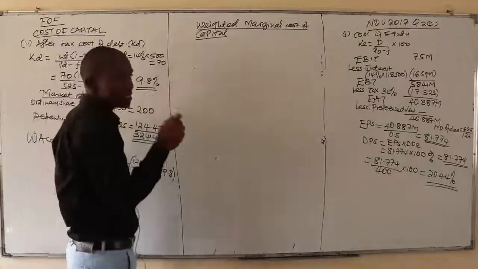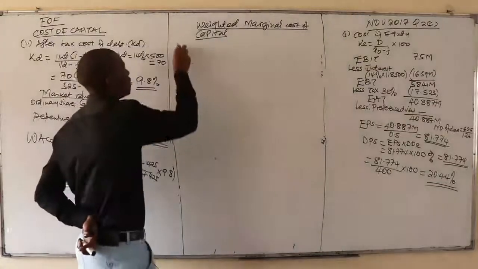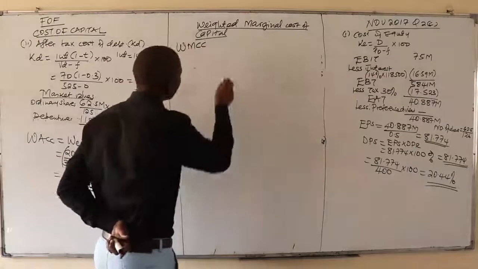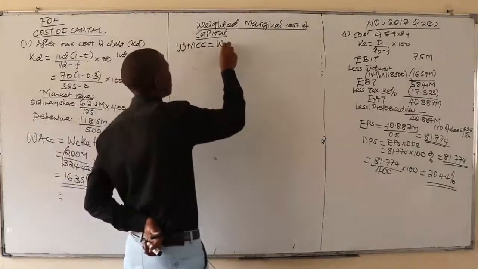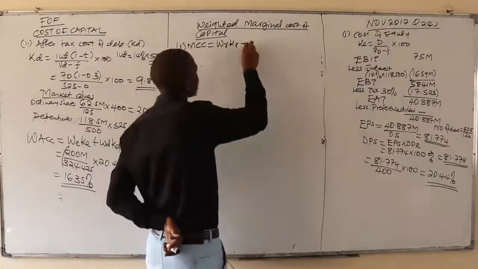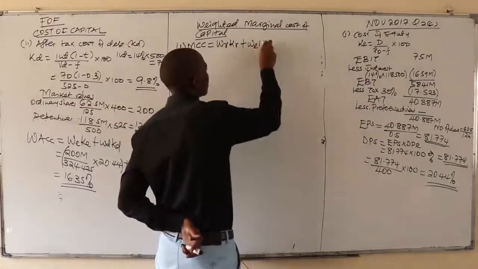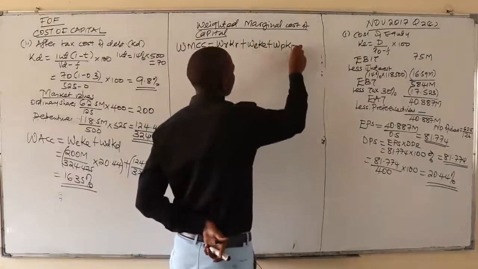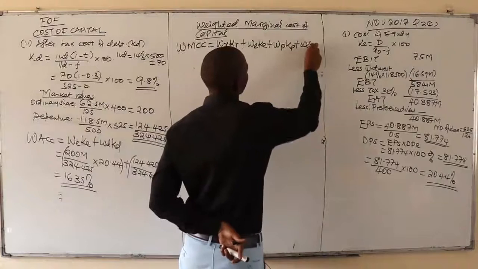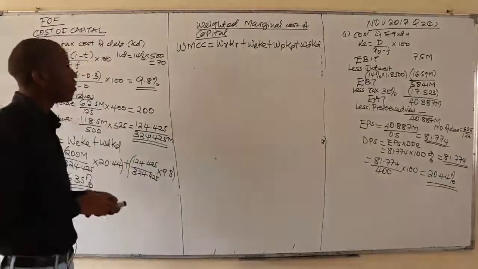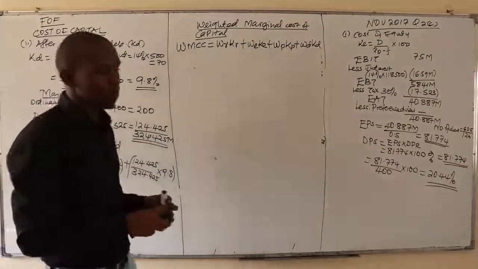And therefore, in this case, now we include the cost of retained earnings. To get the WMCC, it will be the weight of retained earnings, cost of retained earnings, weight of ordinary shares, cost of ordinary shares, weight of preference shares, cost of preference shares, and the weight of debentures, cost of debentures. And that is how you get the WMCC.